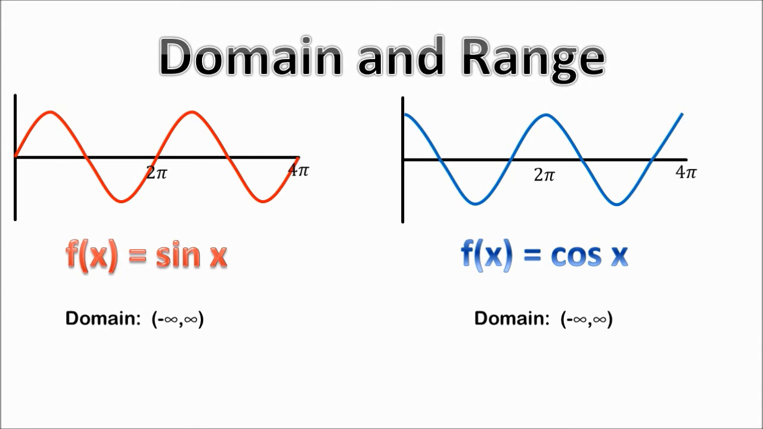The range, though, doesn't. You can see these waves go up and down, and they go from 1 to -1. They never go below -1. They never go above +1. So I can say that the range, remember the possible y values is the range. The possible x values is domain, and the possible y values is range. The possible y values for these functions are any number between -1 and 1. And that's true for both of them. Okay, so the domain is -infinity to infinity. The range is -1 to 1.